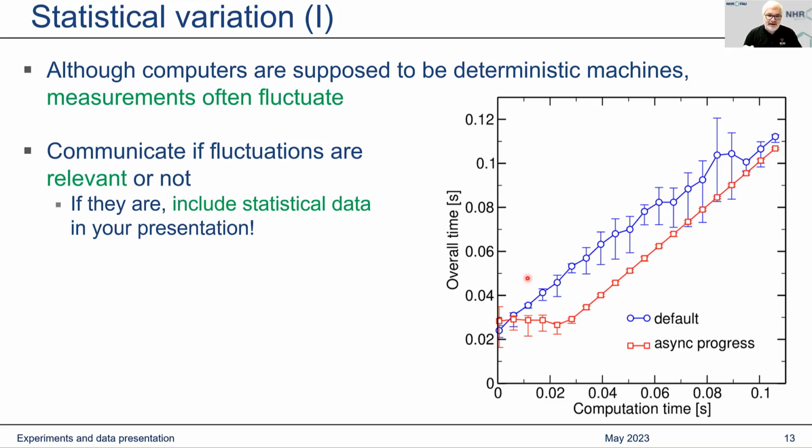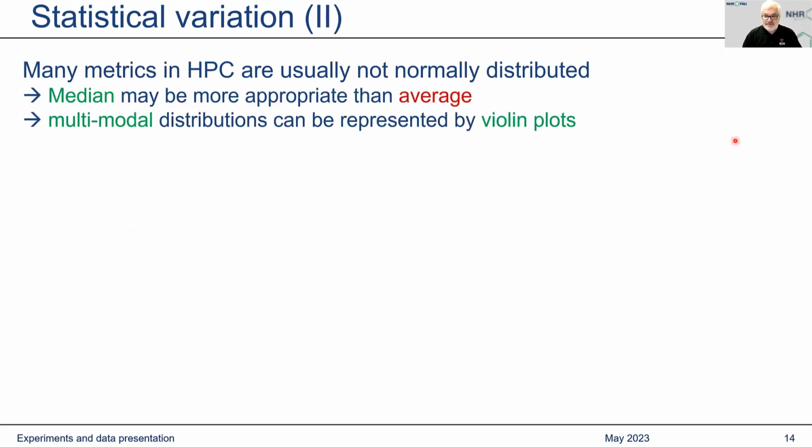So you need to communicate if performance fluctuations from run to run and also from device to device are relevant or not. If you do multiple measurements and you see that the measurements don't fluctuate by more than 1%, you're fine. You just communicate that the fluctuations are so small as to be unimportant, and you neglect that. If fluctuations are important, as shown here in this graph, include statistical data in your presentation. You can do that in a variety of ways. In high performance computing, statistical data sometimes is not normally distributed, and that might be a problem.